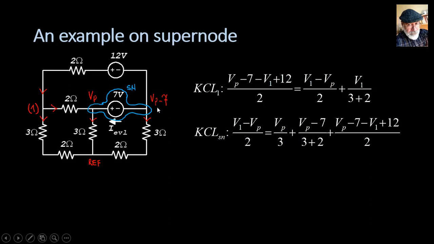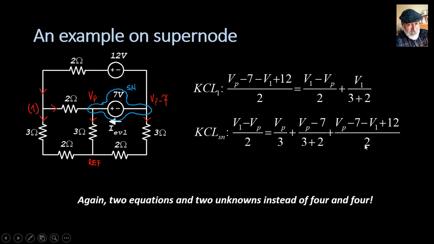And the one on the top, we already know what that is, a current in an RV branch: voltage of the origin Vp minus 7, minus voltage of the destination V1, plus the value of the helping source 12, divided by their resistance in the branch. 2 equations and 2 unknowns. We solve for them instead of having 4 equations and 4 unknowns. And that's how that works. That's how you declare and take advantage of an evil branch as a supernode.